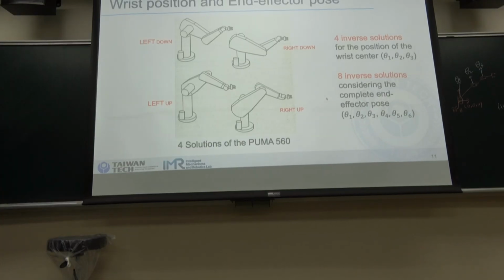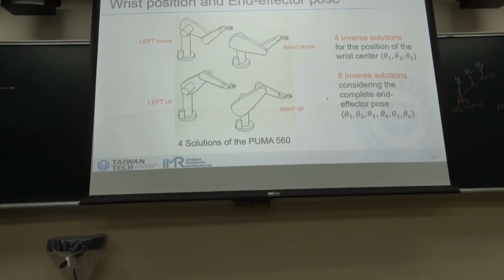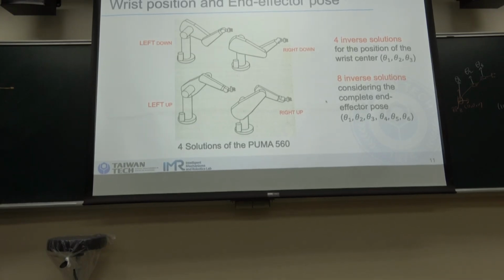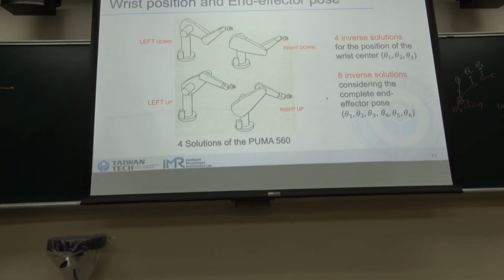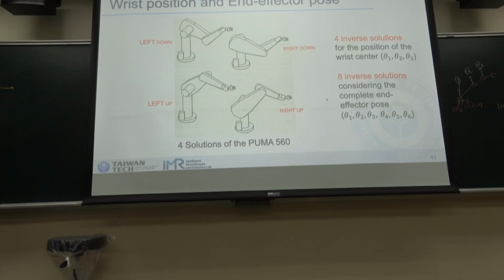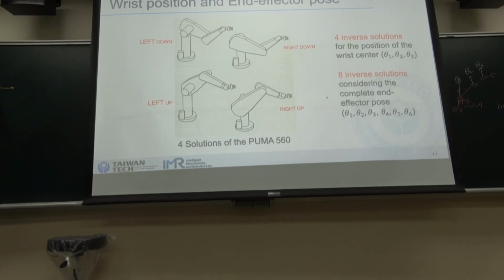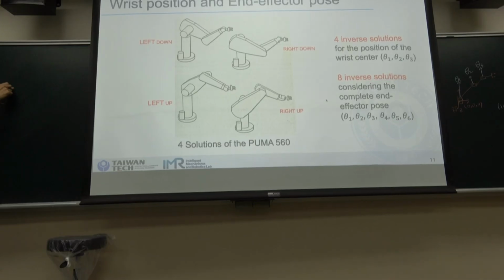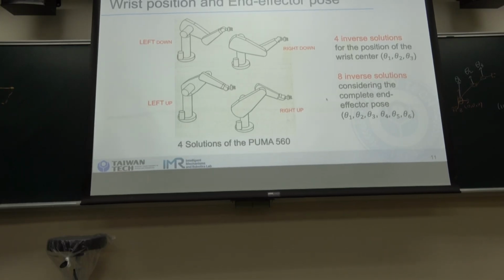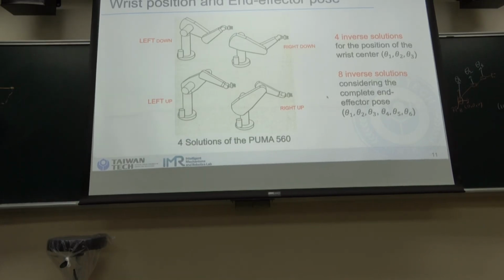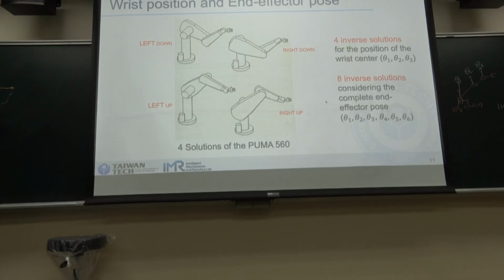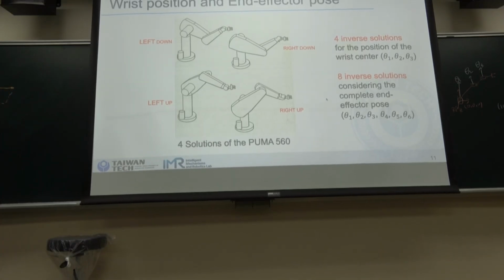So if we have 2 links, if we want to reach this point, how many possible solutions will there be? If we have 2 links, it should be 2, right? Another solution is the opposite. You can flip it and it can still reach this point with the same link length, but different angles.